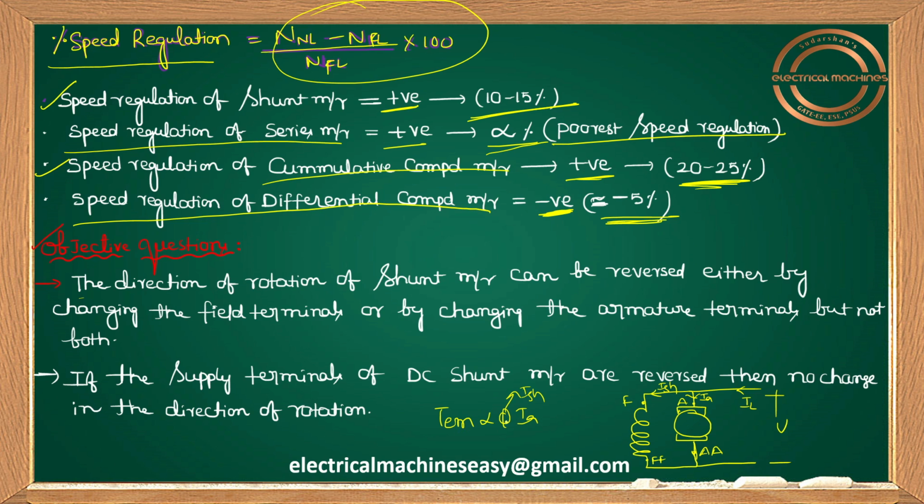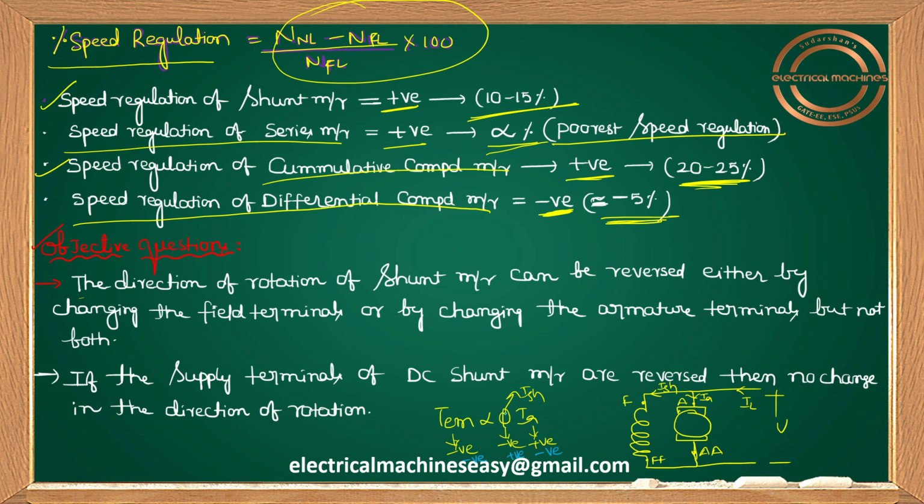Suppose initially, let me take the torque as positive. If you make the flux negative by reversing the field winding terminals, keeping the armature terminals as they are, the torque becomes negative, so the rotation will reverse. Or if you change the armature terminals, without disturbing the field winding terminals, IA becomes negative, and once again you'll get a negative torque. So the direction of rotation of a shunt motor can be reversed either by changing field terminals or armature terminals, but not both. So guys, tell me what will happen if you reverse both armature terminals and field terminals. It's common sense. Please tell me.